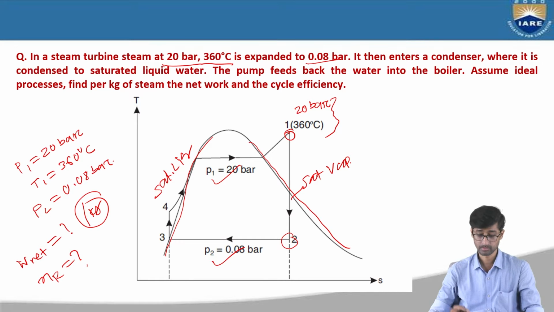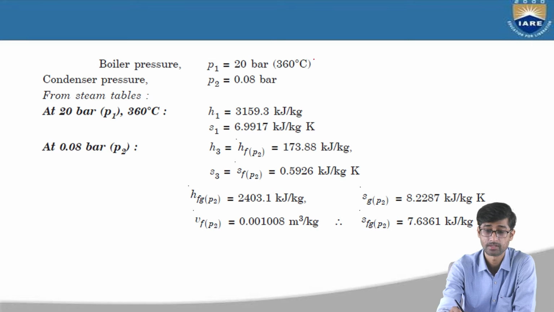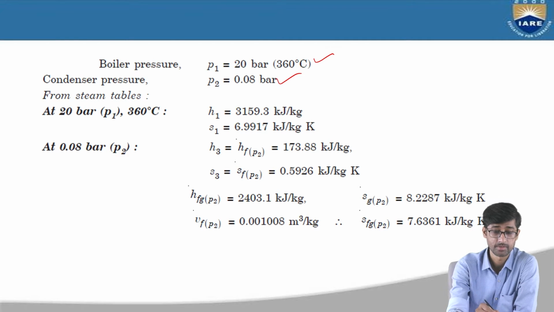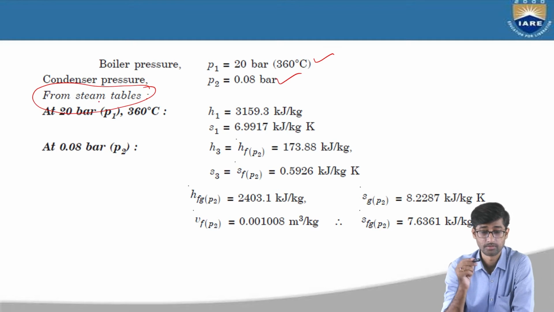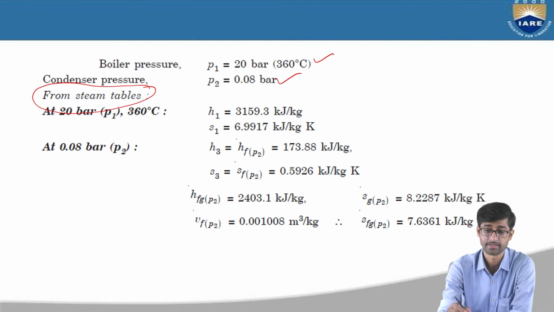Now what we need, if you see here, the boiler pressure is given, P1 is equal to 20 bar, and condenser pressure P2 is 0.08 bar, right? So now from steam tables, at pressure 20 bar and temperature 360 degrees Celsius, what is the value of H?